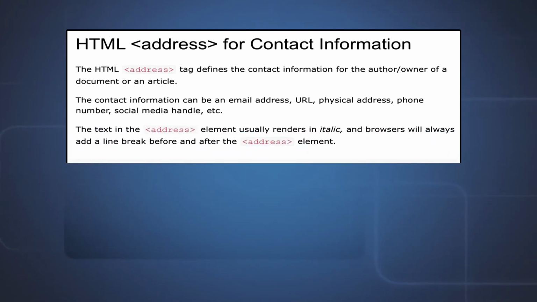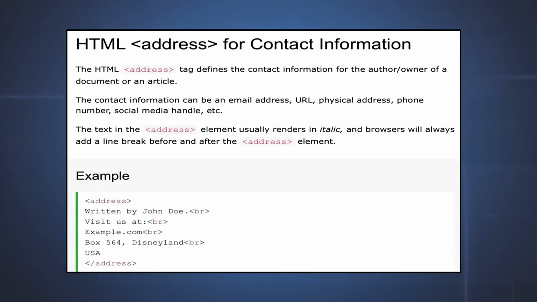The text in the address element usually renders in italic, and browsers will always add a line break before and after the address element. So whenever we write an address, let us enclose that address between the address tags, and we can always have a fresh line inside the address by using a BR tag. Whenever you use the BR tag, immediately the cursor moves to the next line, so you can type things on a new line. Earlier we have seen something called cite.